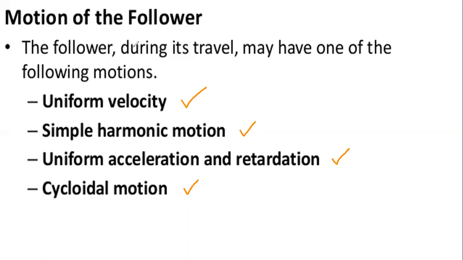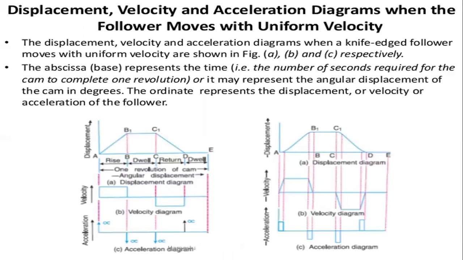So let's go to the first one, that is the uniform velocity. The first one is the displacement, velocity and acceleration diagrams when the follower moves with uniform velocity motion.